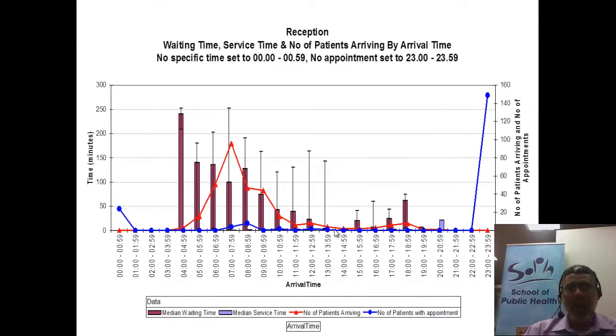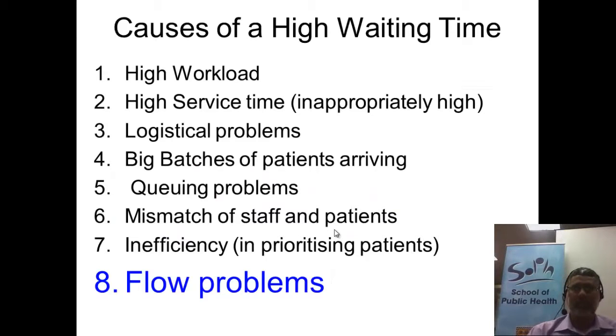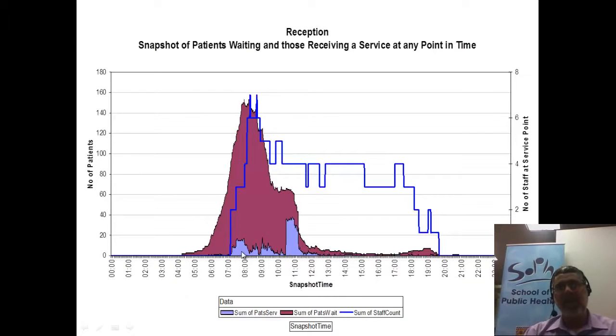And then our last cause is flow problems. This means staff are waiting and patients are held up elsewhere. Now this you would see staff present, and then instead of seeing red or blue here, you would see a white out, which would mean that patients are being held up elsewhere. And so there are no flow problems here at this service point.